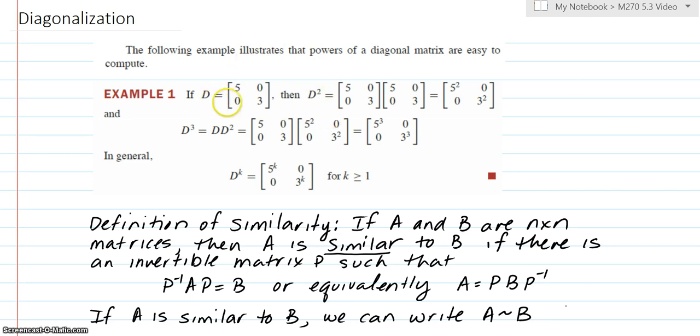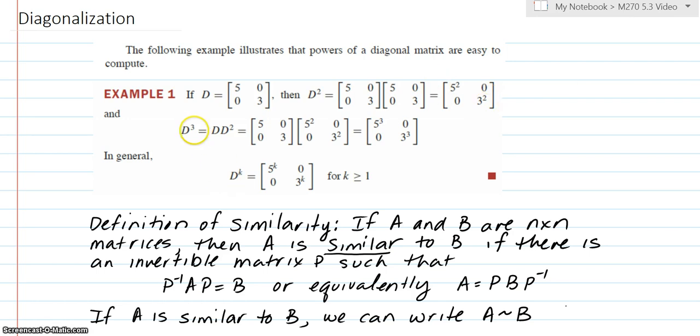So here's D, and if you look at D squared, what is it? Let's just multiply it together and see what you get. You can see the first row, first column is just 5 squared, and everything else is 0, because we have the first row, second column, and the second row, first column, that's all 0. And then lastly, we get a 3 squared.